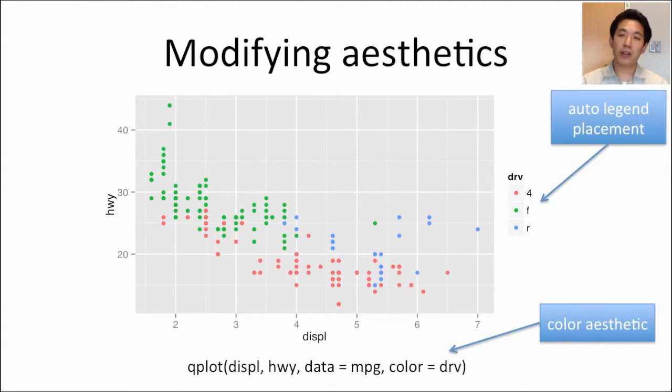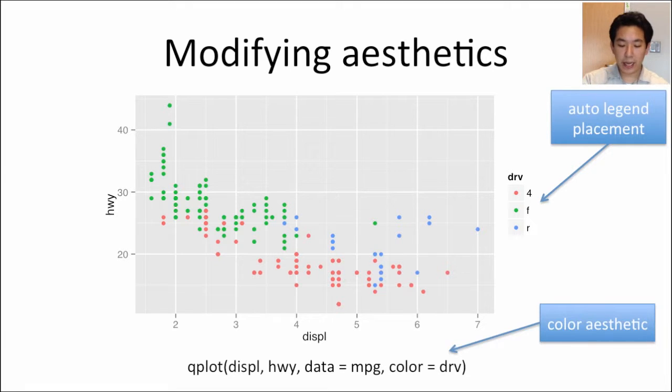And then another argument I have is the color variable. And I'm going to say that the color is mapped to this drive variable, drv. And all that says is that the different levels of the drive variable will each be assigned a different color. And notice I don't specify what those colors are. They're specified automatically. So you can see on this new plot here that the front-wheel drive cars are in green, the rear-wheel drive cars are in blue, and the four-wheel drive cars are in red.